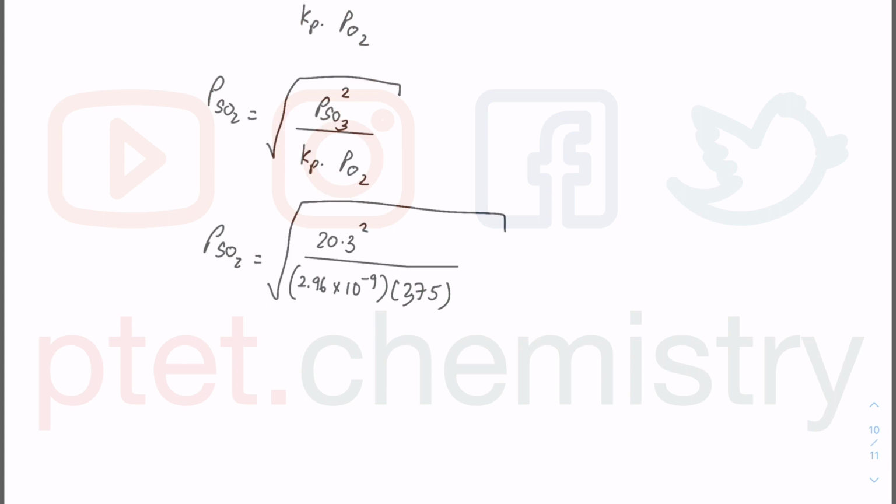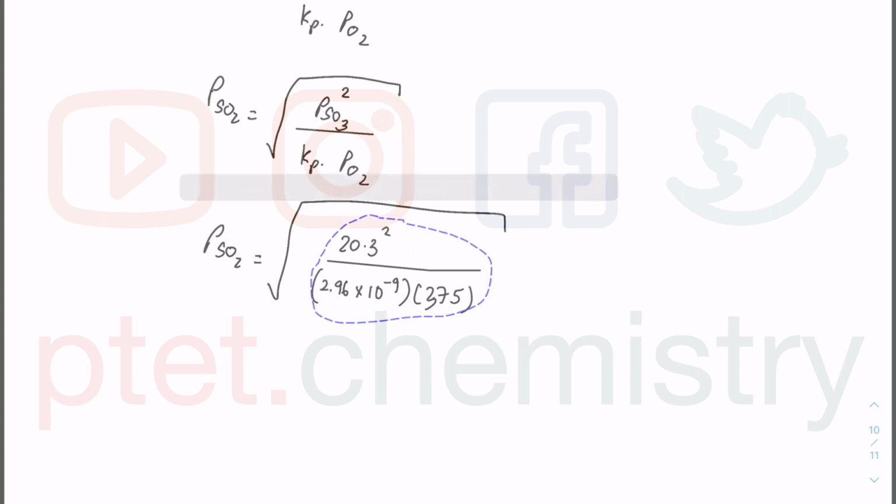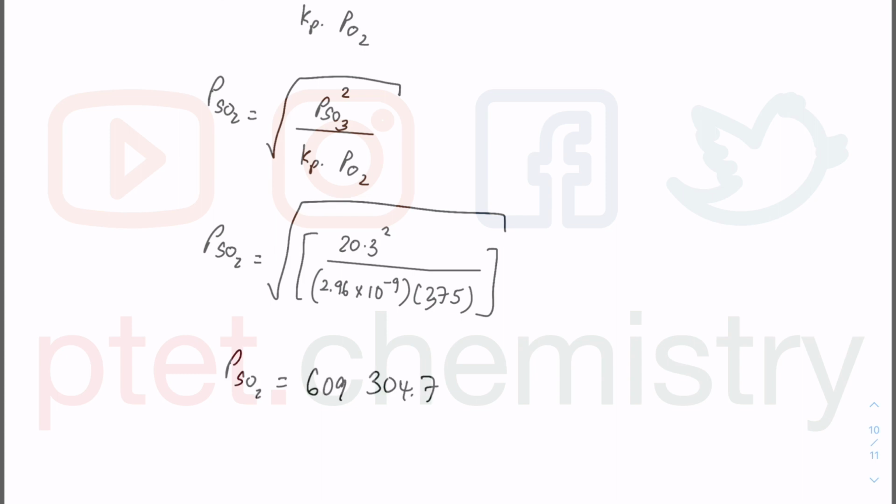Make sure that you do the thing in the bracket first before you press the square root. A lot of students decide to do everything in one go, which is all right if you're very good at using brackets. If you're careless with brackets, you really should do the thing in the bracket first, and then when you get a final answer, you square root the answer, and you should be able to get partial pressure SO2 at 609,304.7 Pascal. And am I correct?